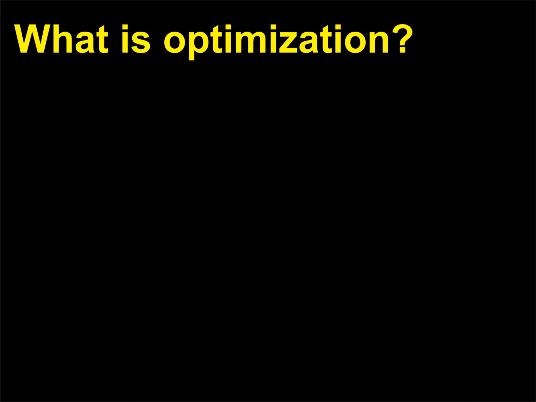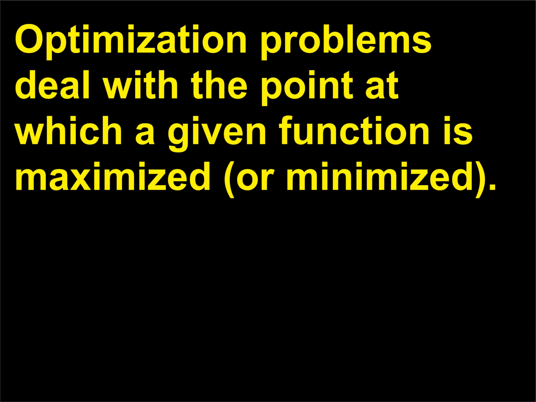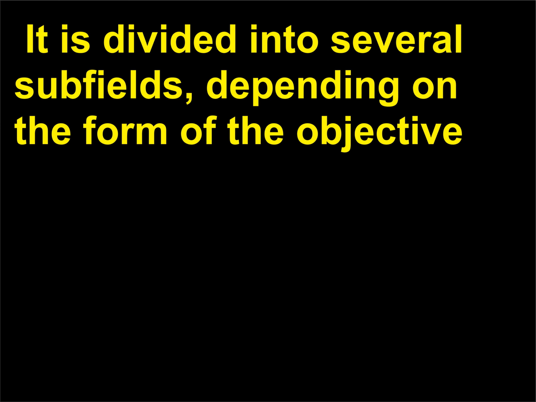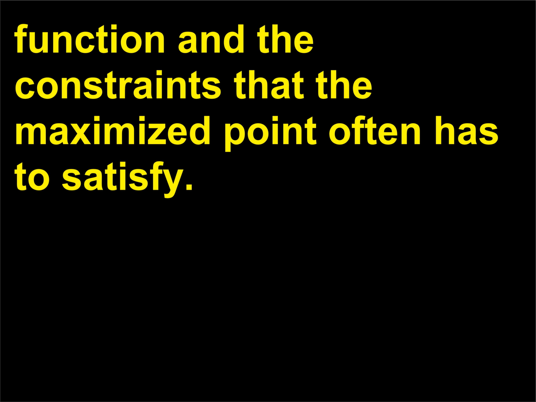What is optimization? Optimization problems deal with the point at which a given function is maximized, or minimized. It is divided into several subfields, depending on the form of the objective function and the constraints that the maximized point often has to satisfy.